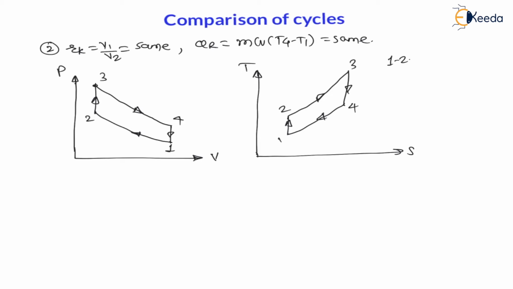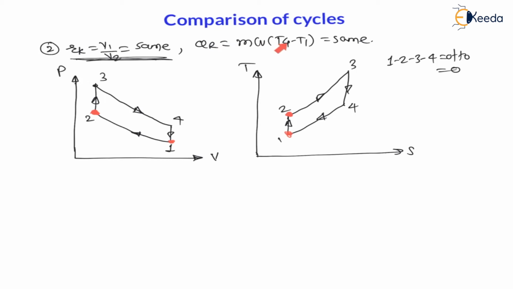Now 1 2 3 4 is the Otto cycle, represented by O, right? Here the compression ratio is the same. As the compression ratio is the same, we can say point 1 and point 2, V1 and V2, are fixed. Therefore point 1 and point 2 are fixed, so let us fix them. Point 1 and point 2 on both the PV and TS diagrams are fixed.